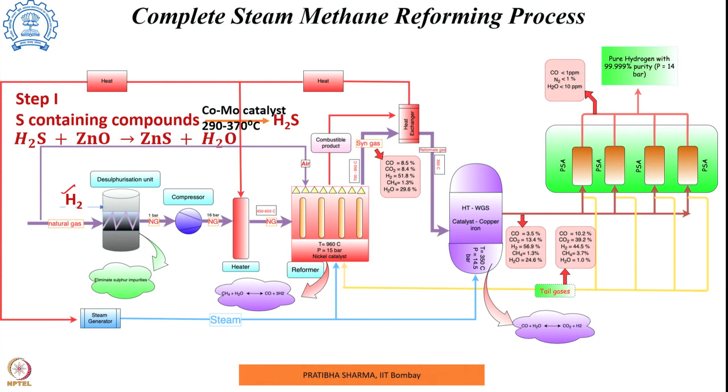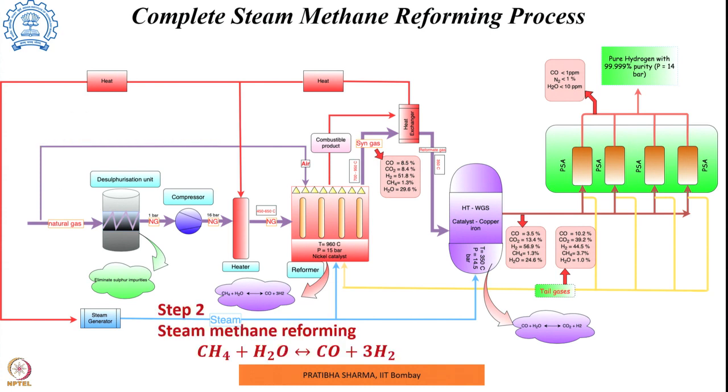Now once the sulfur containing impurities are removed in the desulfurization unit, the treated natural gas goes to the second step, which is the steam methane reforming process, wherein the pre-treated methane, where the sulfur containing impurities are removed, is preheated and compressed along with steam at 2.6 MPa with a steam to carbon ratio of 2.5 to 3. An excess of steam to carbon ratio is required so as to reduce coke deposition.